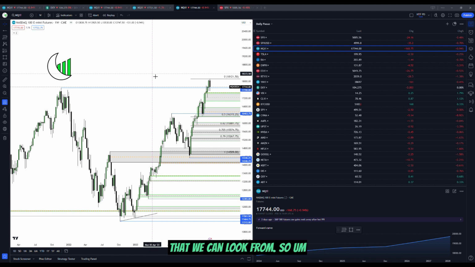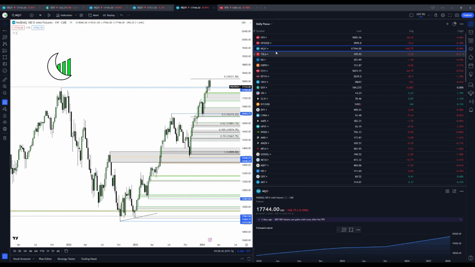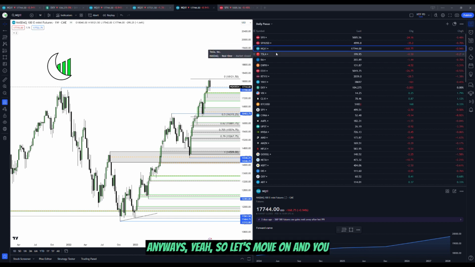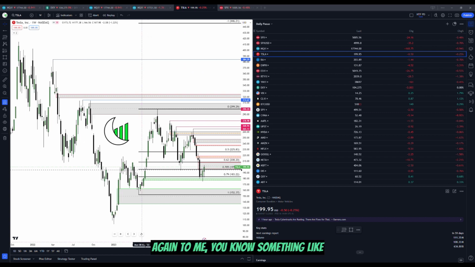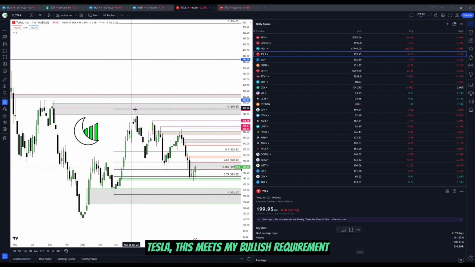There's so many that we can look from. So anyways, yeah, let's move on, and we'll look. So again, to me, something like Tesla, this meets my bullish requirement, right? On the weekly time frame, we've retraced into discount of a bullish range, right? Awesome. So now, what is the draw on liquidity here on the weekly?